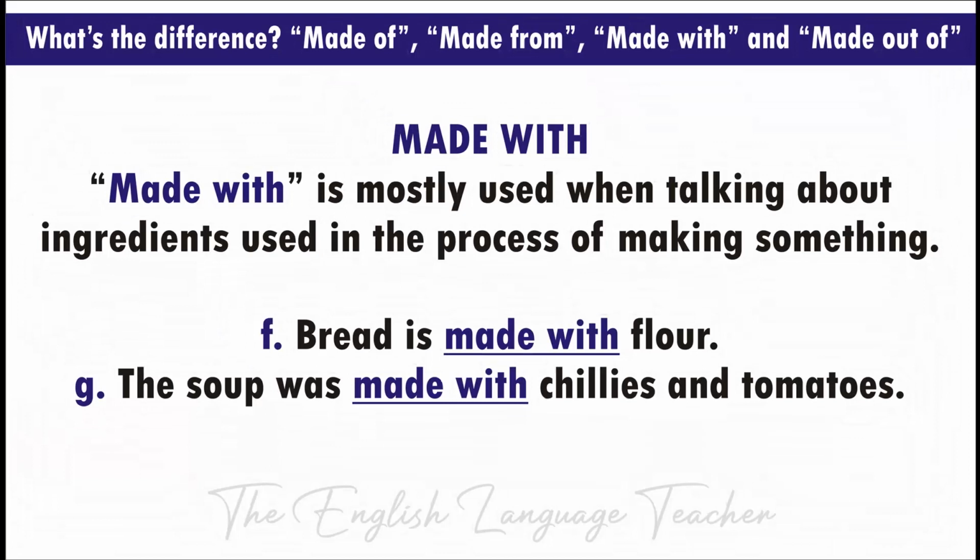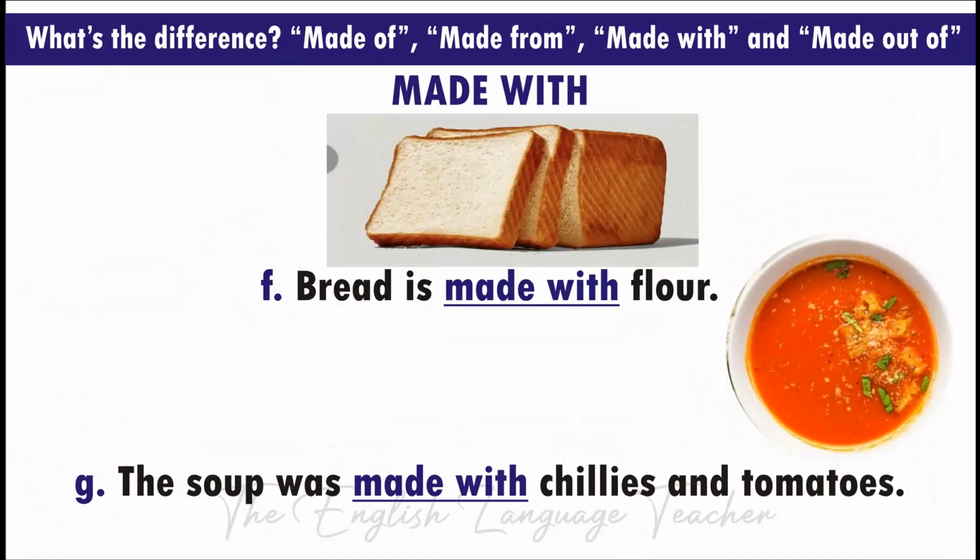Made with. Made with is mostly used when talking about ingredients used in the process of making something. This is mostly associated with the activities in the kitchen. For example, we can say bread is made with flour. This is because flour is one of the ingredients used in making bread. Example G. The soup was made with chilies and tomatoes. Chilies and tomatoes are two of the ingredients used in the process of making the soup.